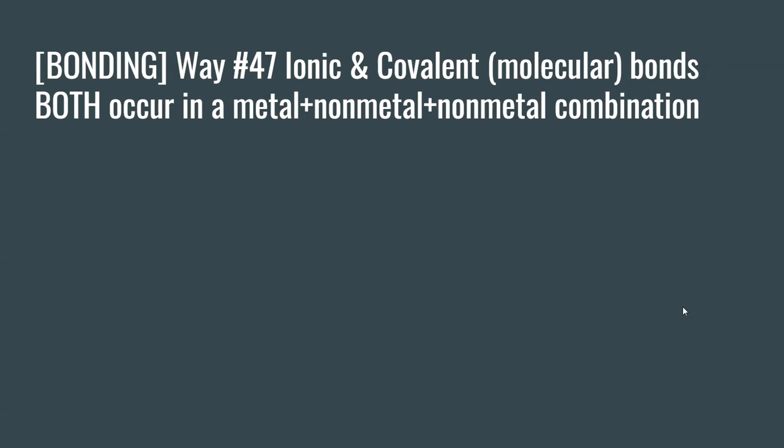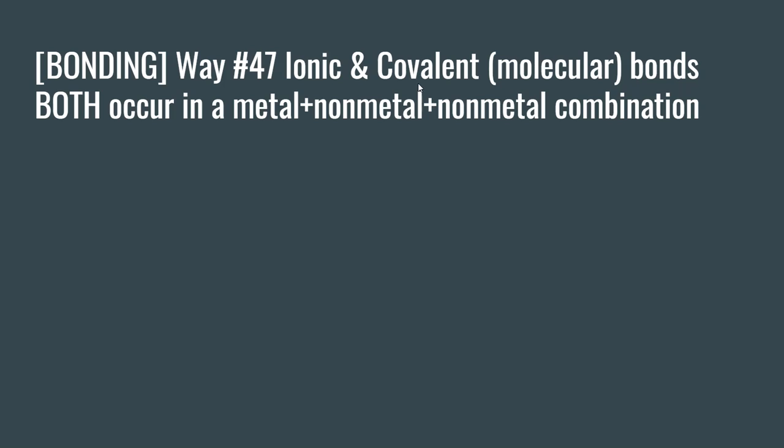Wave 47 deals with the types of bonds present within a metal, nonmetal, nonmetal combination. You already know that covalent compounds exist between two nonmetals, and an ionic compound exists between a metal and a nonmetal combination. But what if all three elements were present within a compound? Well, if that's the case, then both ionic and covalent bonds occur in that combination.